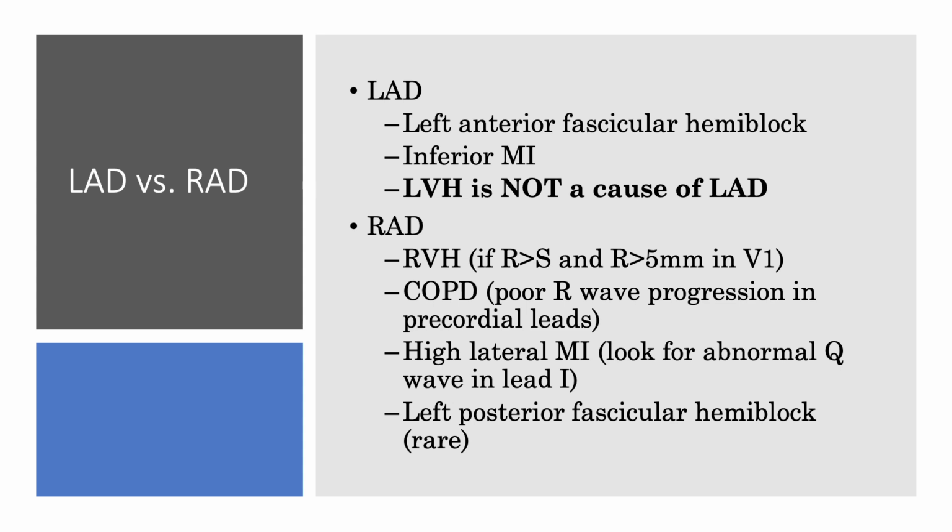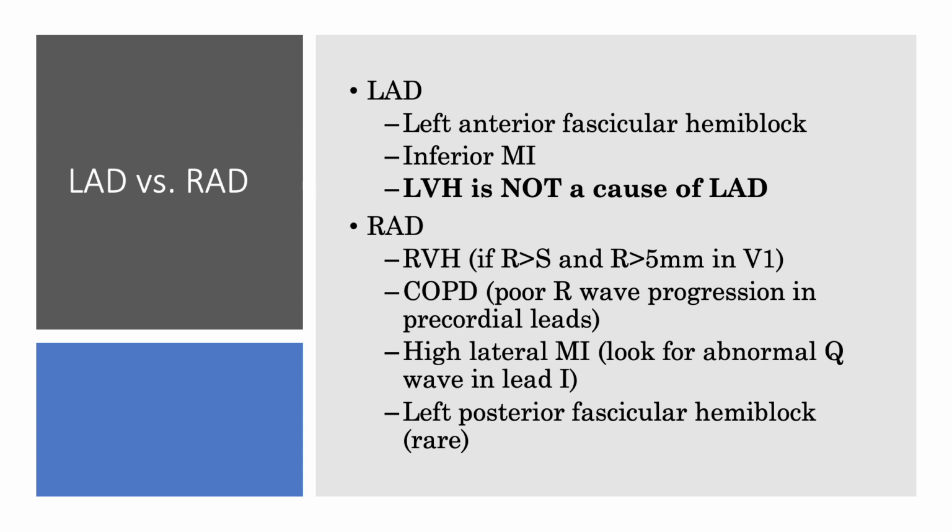There are some resources out there that may say that left ventricular hypertrophy is a cause of left axis deviation. Other resources will say that it's not. In general, left ventricular hypertrophy itself is not a cause of left axis deviation. Depending on the cause of left ventricular hypertrophy, think of infiltrative diseases, scar tissue formation that may cause a block in the left anterior fascicle. In that situation, it may cause left axis deviation. But left ventricular hypertrophy in and of itself would be a very rare cause of left axis deviation.